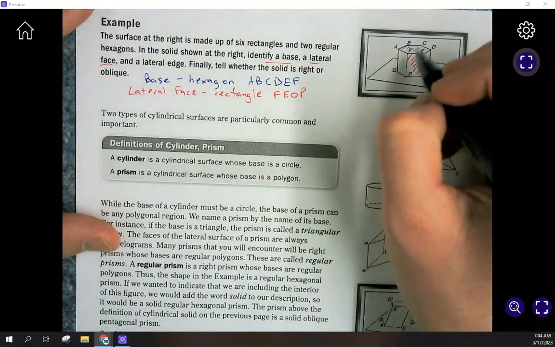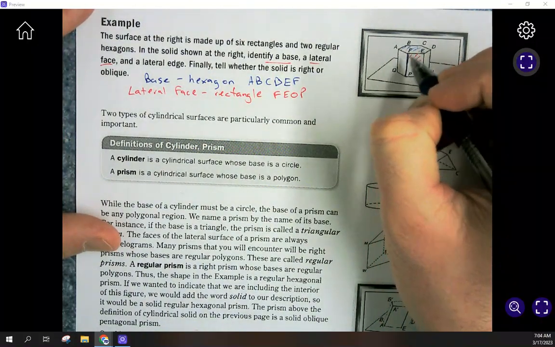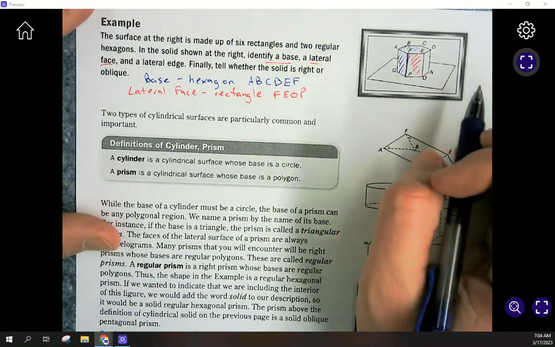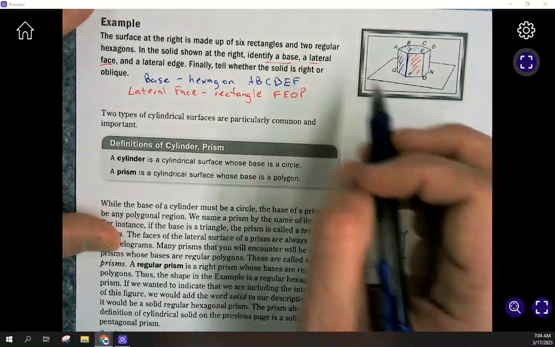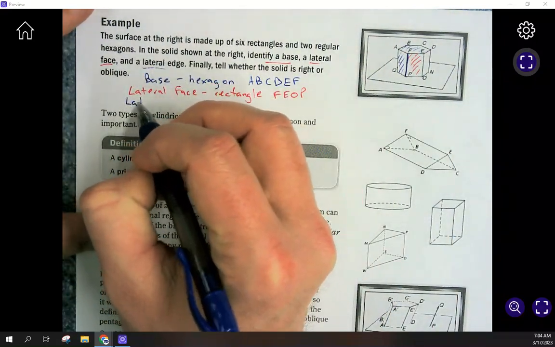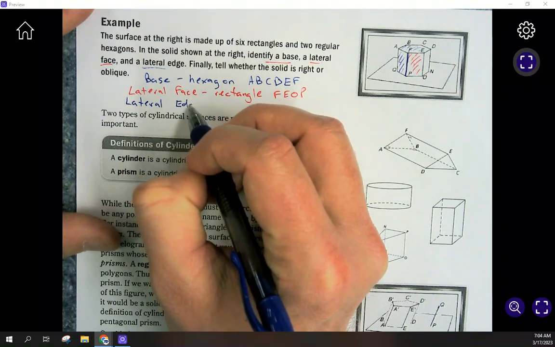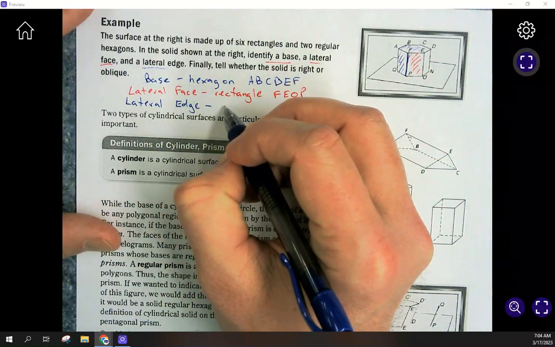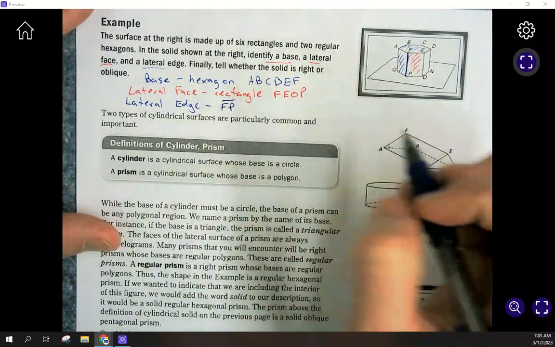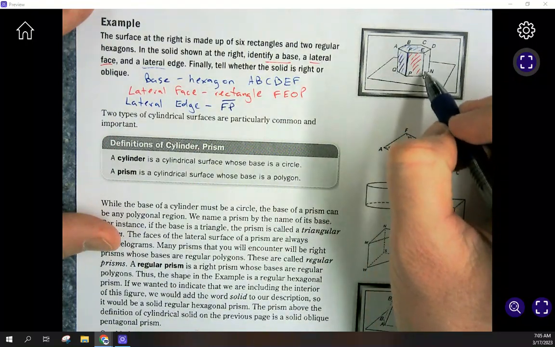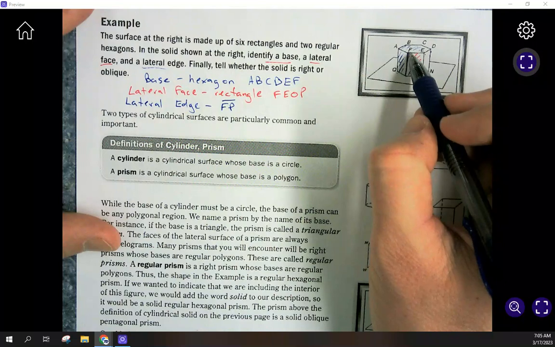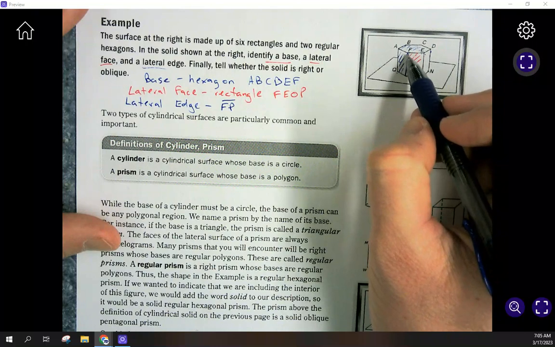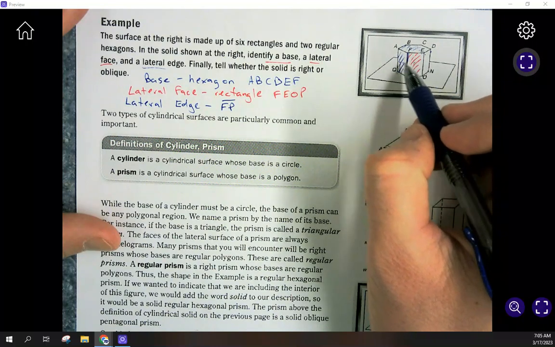And your lateral edge is going to be where these faces touch. So I have a lateral face here, a lateral face here. This edge that connects them, that shared line, that shared side, is going to be considered your lateral edge. That is just a line segment, and that one specifically would be FP, but it could have been AQ or EO or DN. What it can't be is something like FE. That's an edge, but it's not a lateral edge because it's connecting a base to a lateral face. So a lateral edge connects one lateral face to another lateral face.